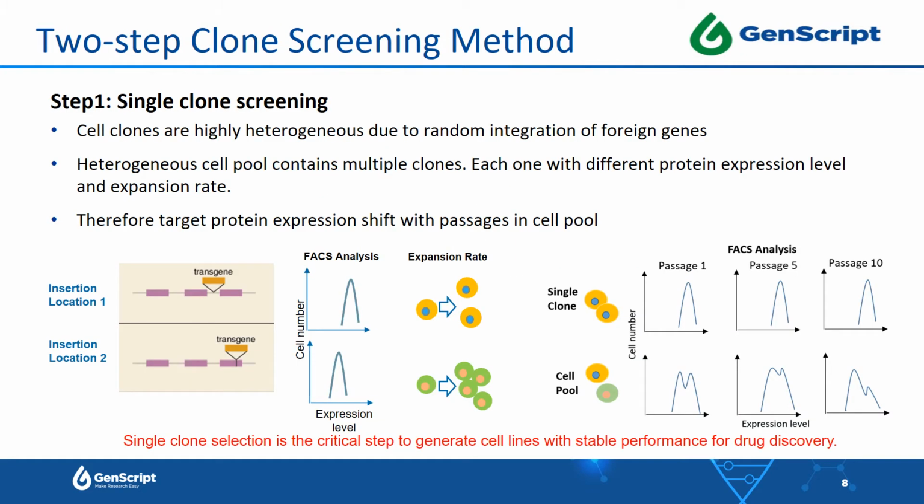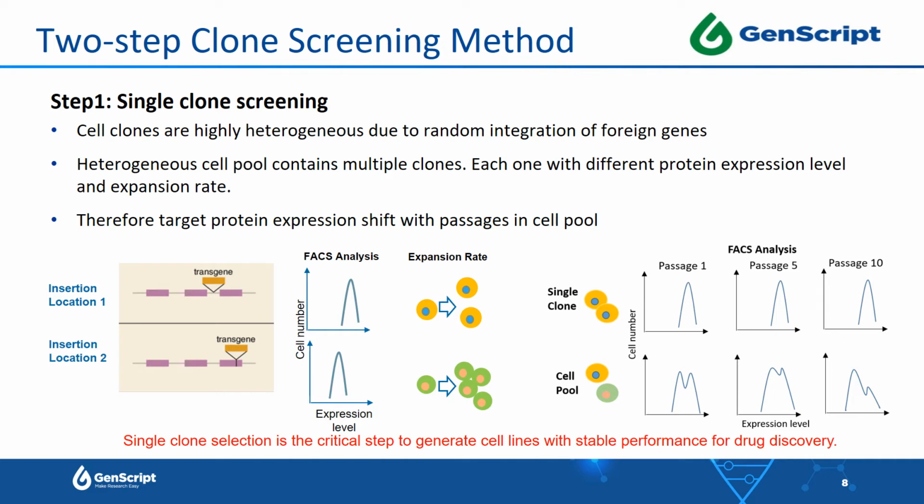A two-step screening method is applied for choosing the product clone at Genscript. The first step is a single clone screening. As you can see in the diagram below, due to the different transduction levels and gene insertion sites in the chromosomes, the transduced cells generated from the target gene expression plasmid are actually polyclonal and present as a heterogeneous mixture.